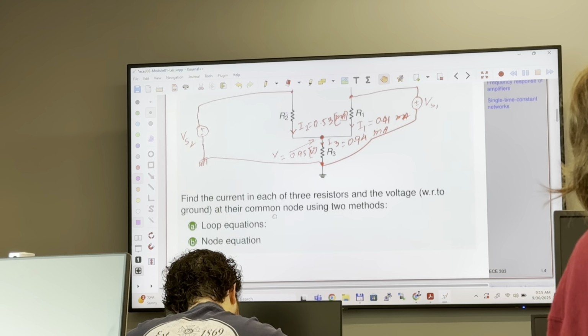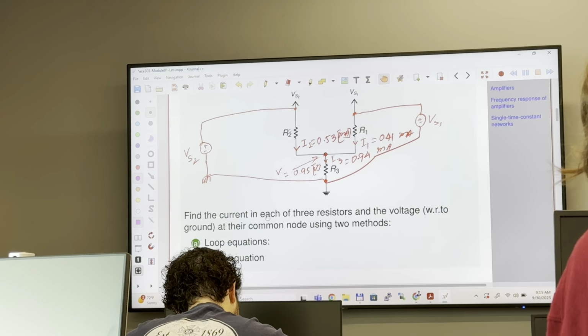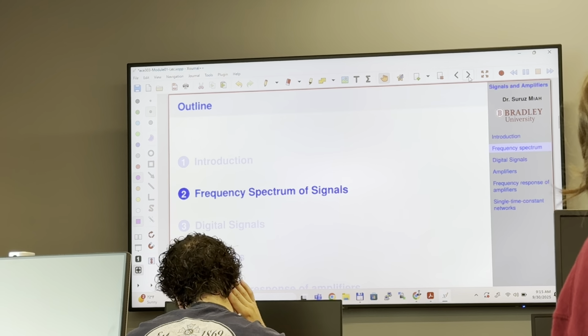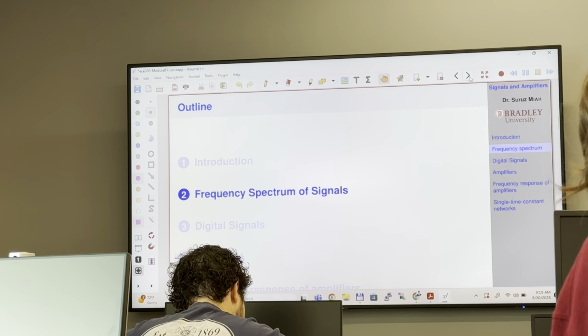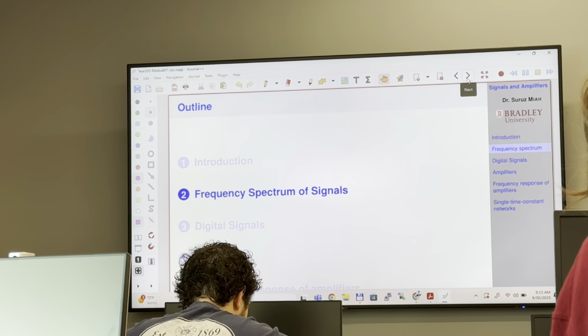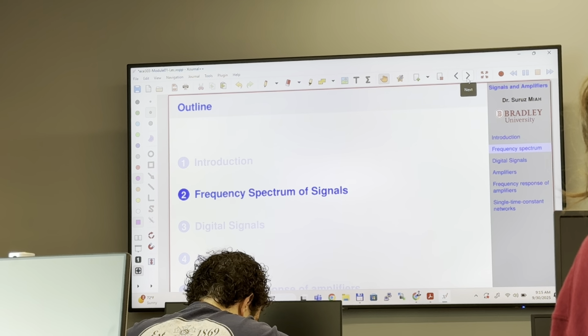So here, find the current in each of the 3 resistors and motors and their common node, using 2 methods: loop equation and node equation. Okay. So I went through the solution. Even the author has provided a video. The way the author has provided the solution, my solution is a little bit different, but the end result is the same.